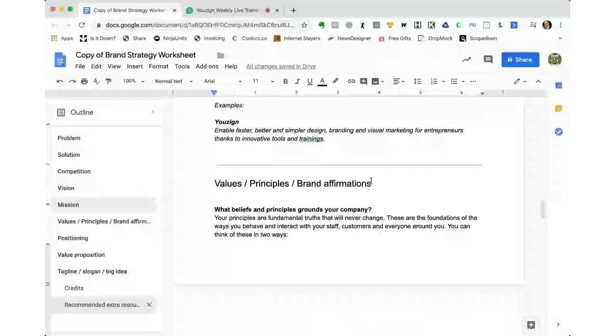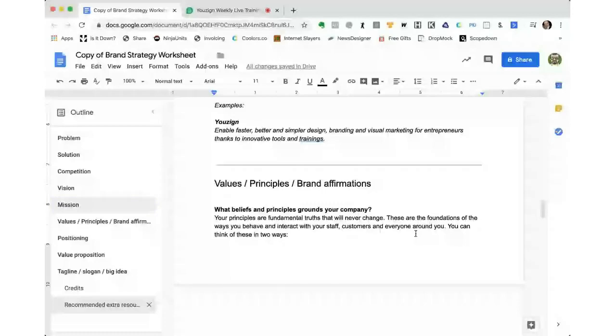All right. So next thing, and we're going to have to hurry, is the values, the principles, and the brand affirmations. What beliefs and principles ground your company? Your principles are fundamental truths that will never change. This is your foundation. These are the foundations of the ways you behave and interact with your staff, your customers, everyone around you.